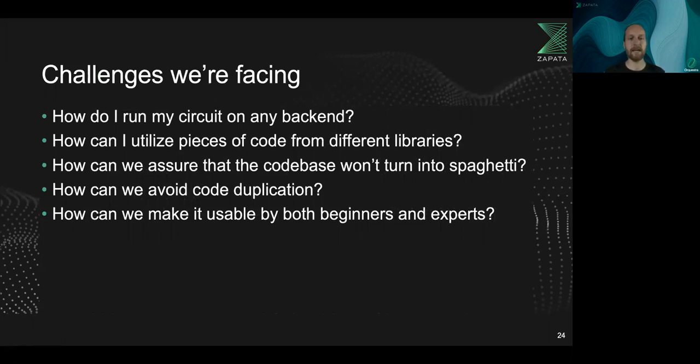Then another thing is how to avoid code duplication, because sometimes, for example with the circuits, you might want to use different backends, but they all share some logic. How do we make sure that if we want to improve it, we improve it in all places at the same time? It's not always trivial.